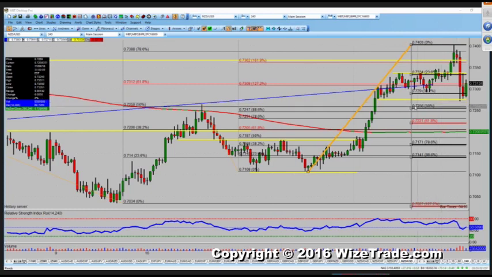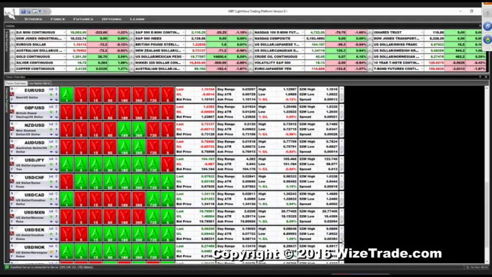U.S. dollar, Swedish krona. Almost new trend highs. Wow. I mean, this dollar's out of control strong right now, at least against the European currencies. Pound is just getting clobbered at the moment.